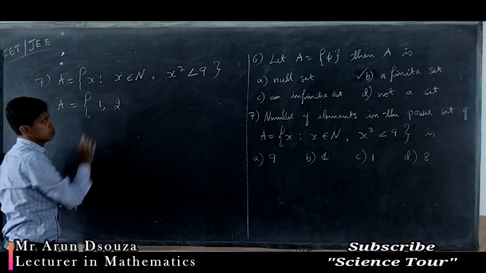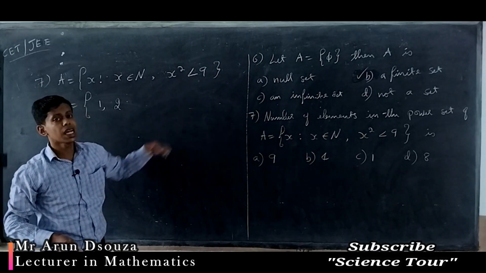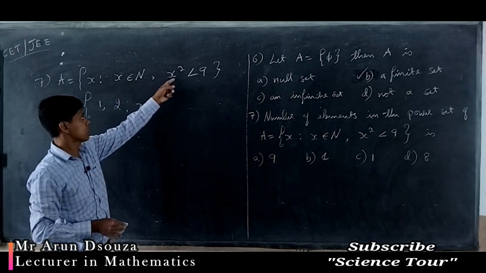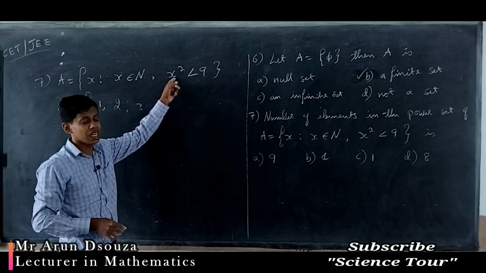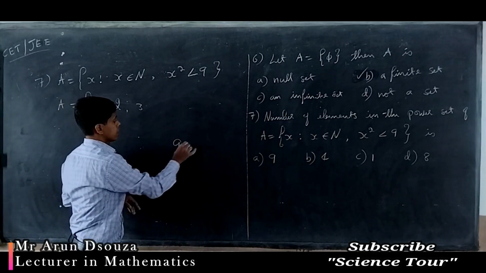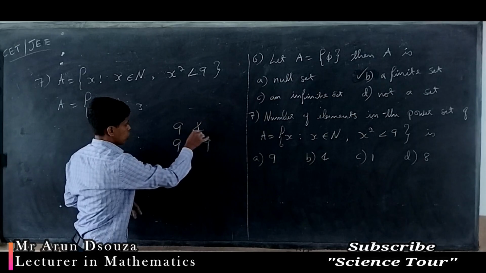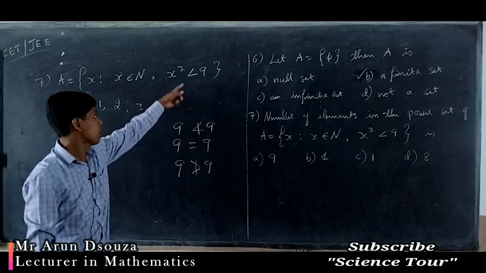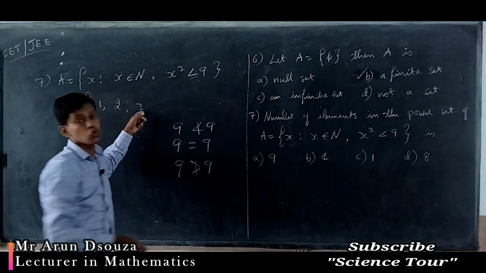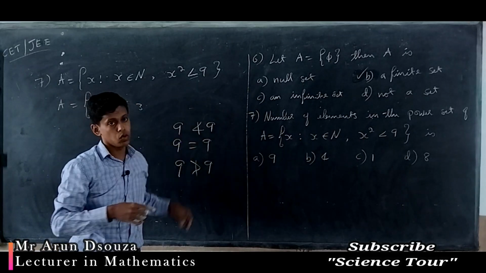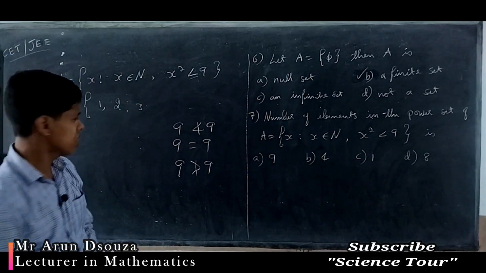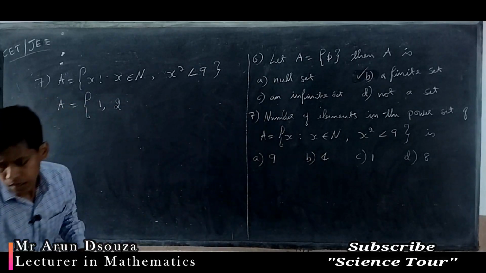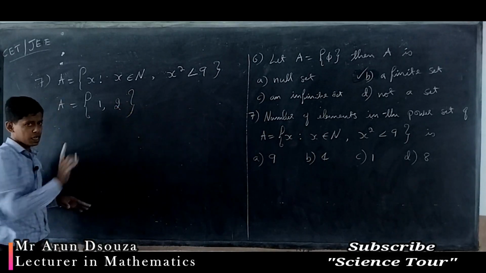Put 2, the next natural number. 2 square is 4. Is it less than 9? Yes. Now can I write 3? 3 belongs to natural numbers, yes, but 3 square is equal to 9. Is it less than 9? No. 9 is equal to 9, 9 is not less than 9. If there was less than or equal, then you could write 3 because the equal sign is there. So 3 is not an element of A.